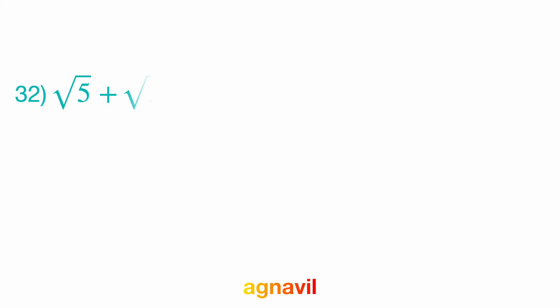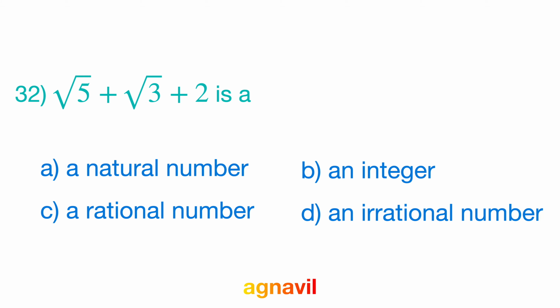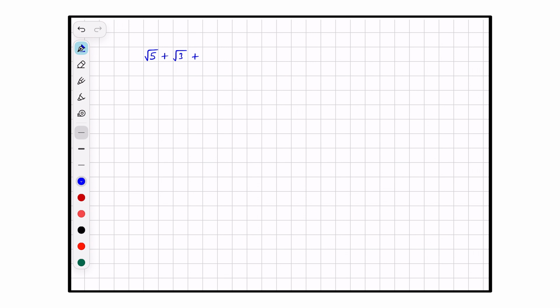Root 5 plus root 3 plus 2, we have 4 options. This is a simple question. We are adding two irrational numbers with a rational number. So definitely this is not going to be a rational number. Why? So what will be the answer? It will always be irrational. So the answer is option D, an irrational number.